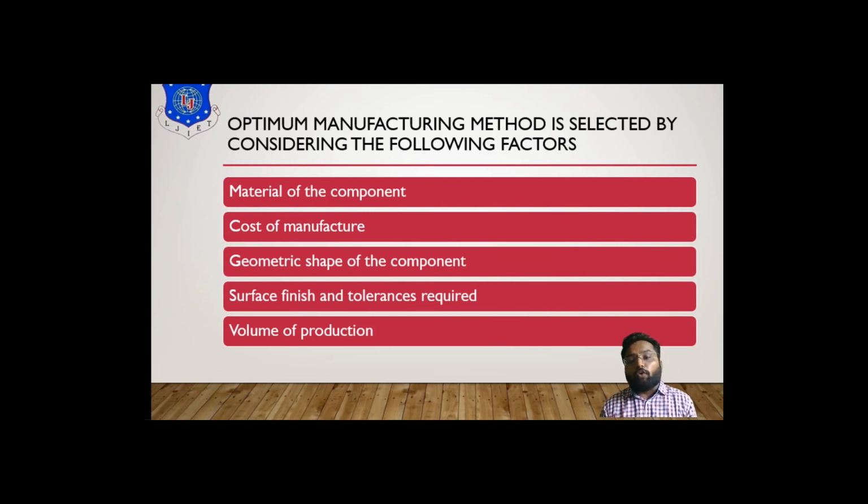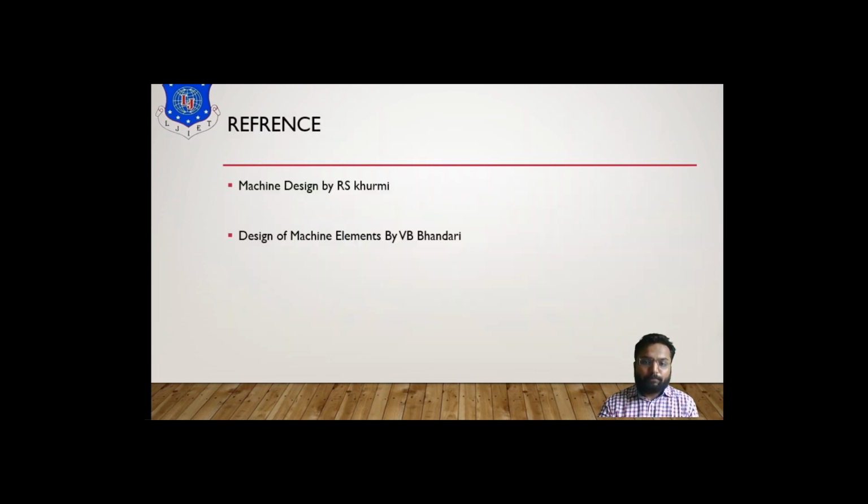Because if you don't consider the material of our component, if you don't consider the cost required for our manufacturing, if you don't consider the geometrical shape, and at the same time if you don't consider surface finish and volume of production, you can't have the proper type of manufacturing process required for designing a particular component. So today in this session, we have discussed how you are going to select that particular manufacturing process.